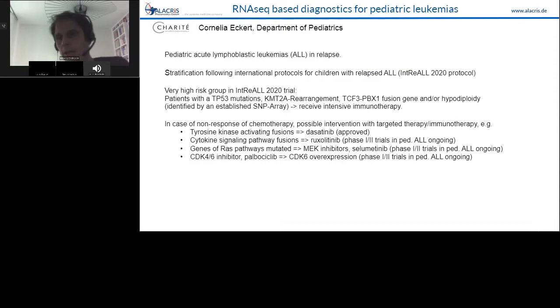So as a first real-world example, we are not only doing this using exome and transcriptome, but we're also doing diagnostics using transcriptome only for a certain entity, which is pediatric acute lymphoblastic leukemias in relapse. And the idea here is to get a stratification based on high-risk groups, which are characterized by p53 mutations or KMT2A rearrangements, and then also scan for other alterations which might lead to some targeted therapies if needed.